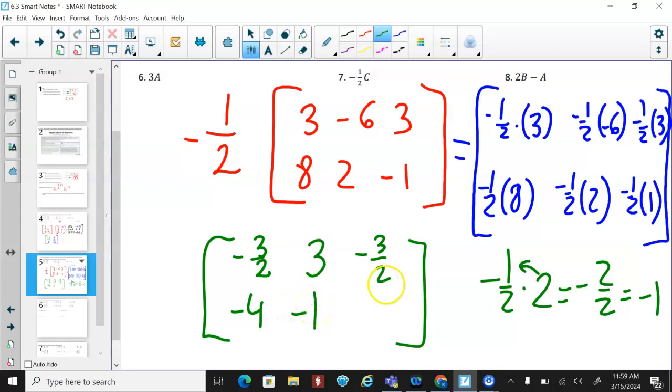And then lastly, negative 1/2 times 1 is simply negative 1/2. And that is your answer. So again, if you need to pause that to write it down, please do so.